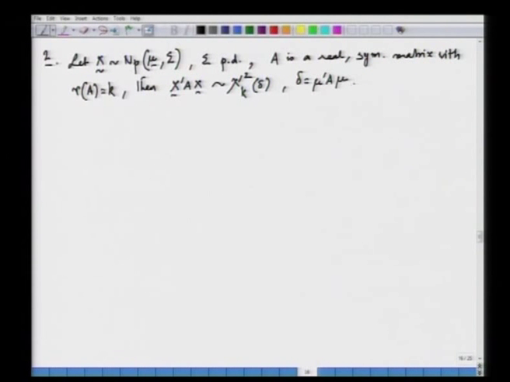Everything remains the same. What will change is the condition that we need here: if and only if A sigma is idempotent. Obviously, we will get back our earlier result if we put sigma equal to an identity matrix. Now, since we have some sigma coming into the picture, it is not enough that A only is idempotent; we have to have A sigma as an idempotent matrix.